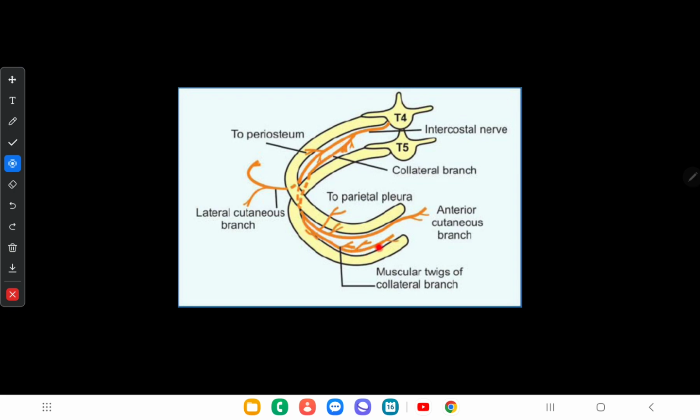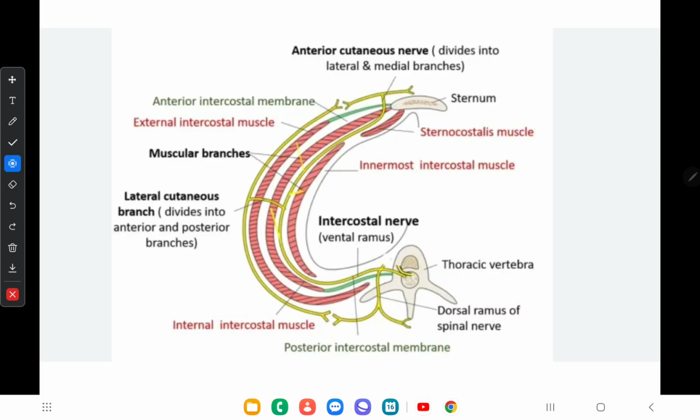It goes parallel to the main branch. That collateral branch arises near the angle of the rib and runs along the upper margin of the rib below, and it may rejoin the main stem or sometimes it may not.